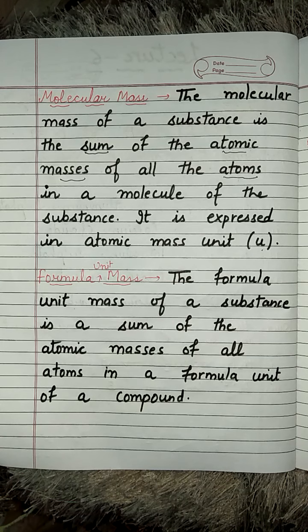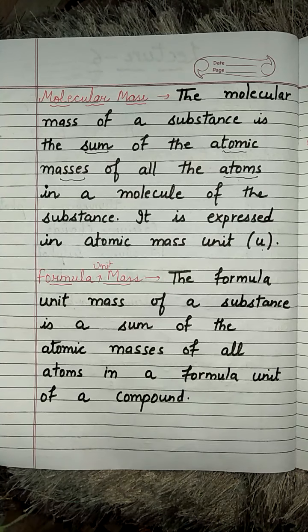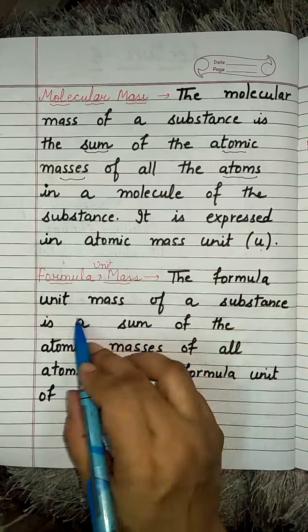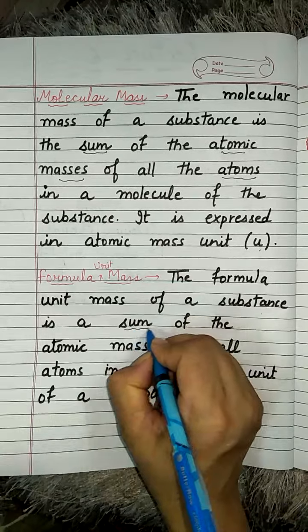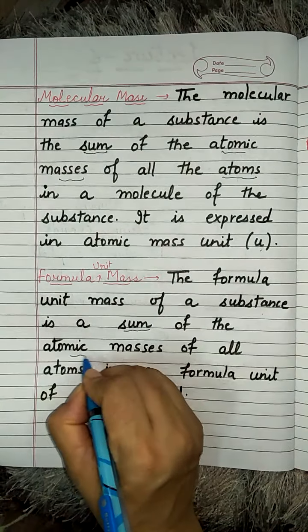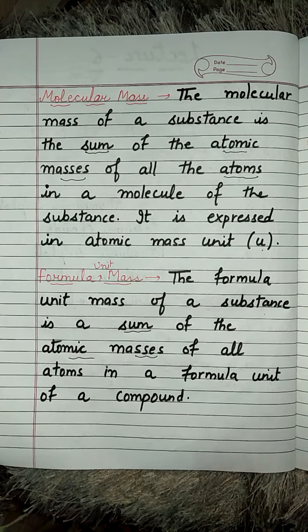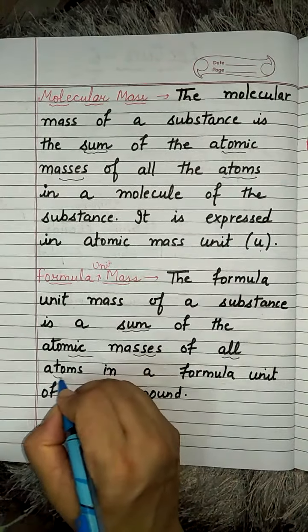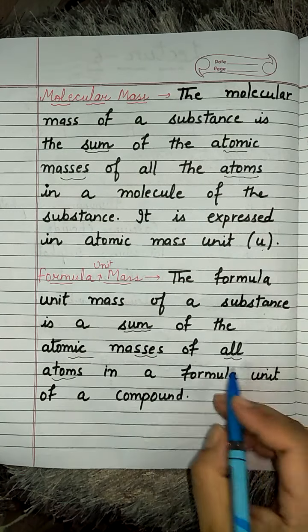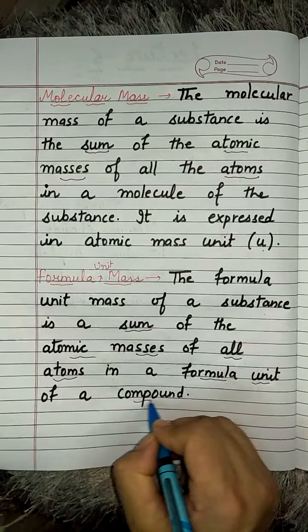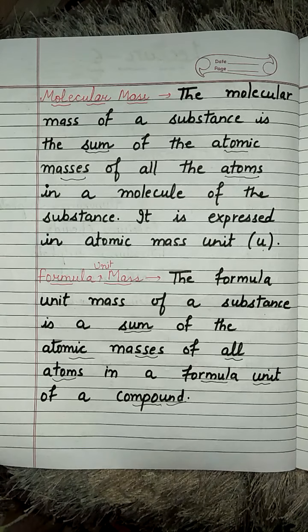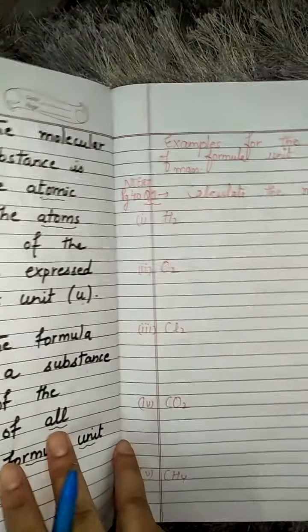Same is the case for formula unit mass. Formula unit mass is the mass of the particular formula of a given compound. See, formula unit mass of a substance is the sum of all the atomic masses of all the atoms. Atoms कहाँ present है? In a particular formula unit of a compound. Simple. The things will be more clear when I take examples.